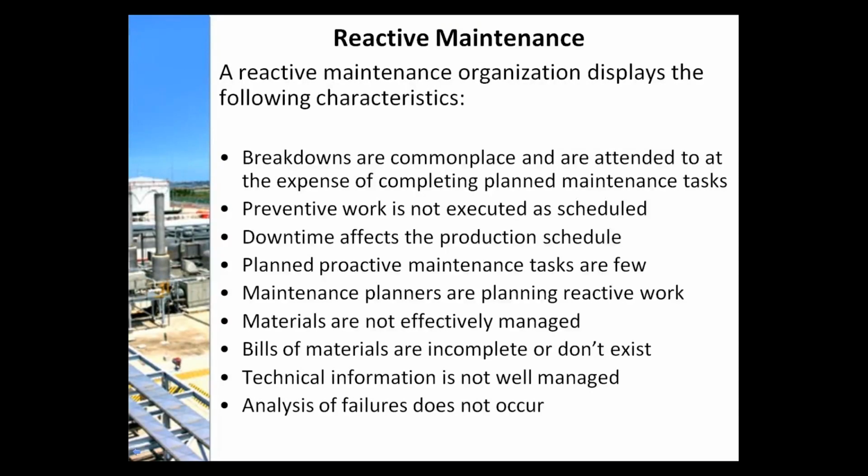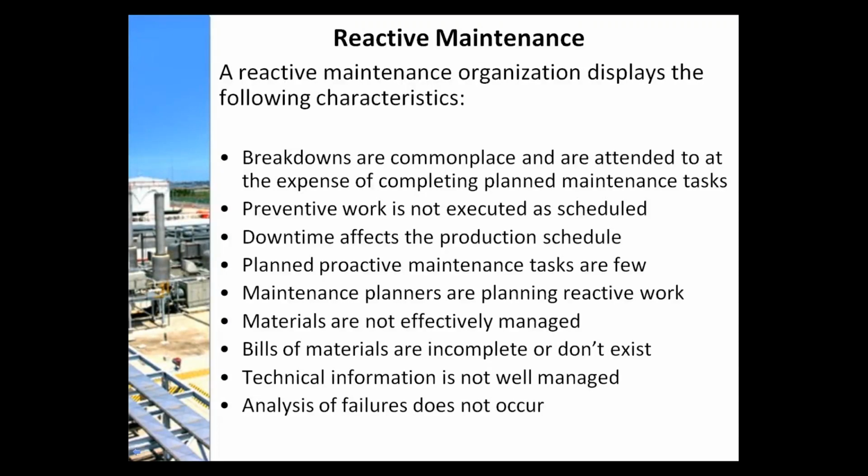Downtime is prevalent due to breakdowns. Sites miss their production schedules, they miss client orders because their equipment is just not dependable and not predictable to achieve the goals of their supply chains. And you can also tell a reactive organization because they have very few planned proactive maintenance tasks. The majority of the tasks given to the mechanics are not well thought out, they're not well planned, and do not cover a lot of the equipment in the facility.